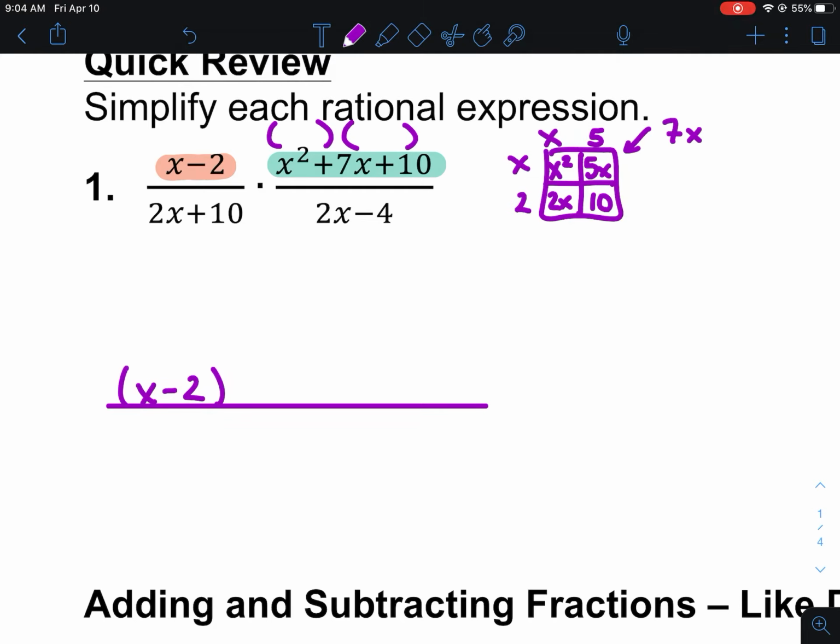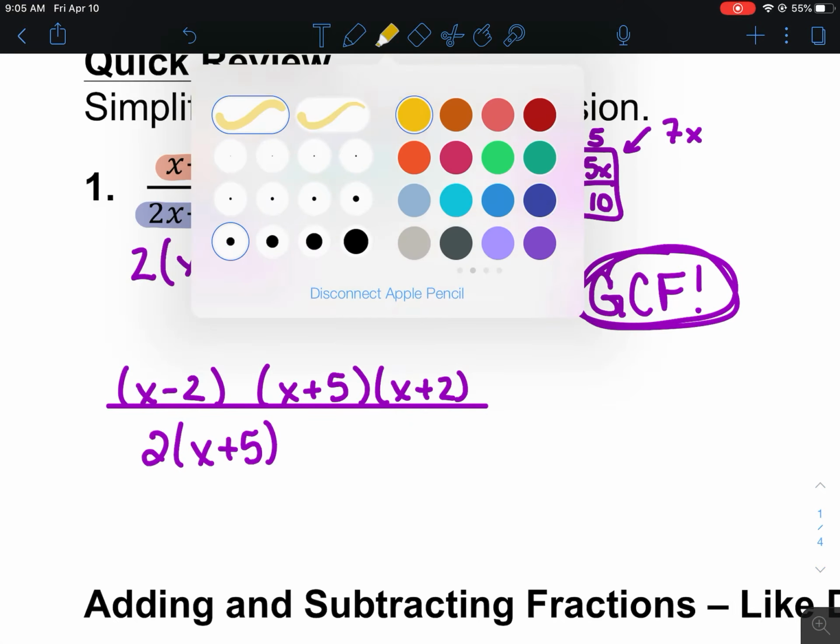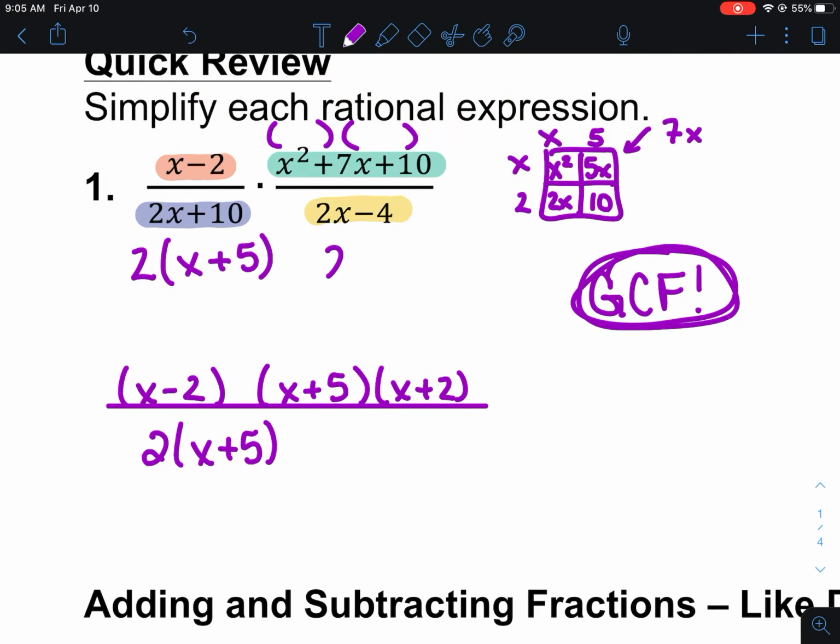So we get x plus 5 and x plus 2. On the bottom here, both of these have something in common. They both have a GCF, greatest common factor. Remember, always look to see if you have a GCF first. So you can take out a 2 here and you're left with x plus 5. Same thing for this one. You can take out a 2 and you're left with x minus 2.